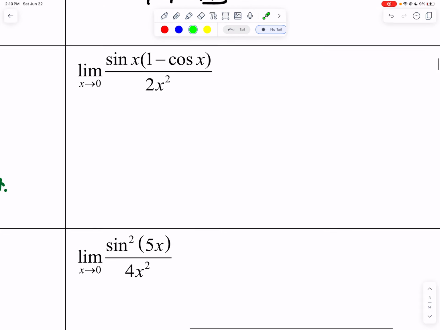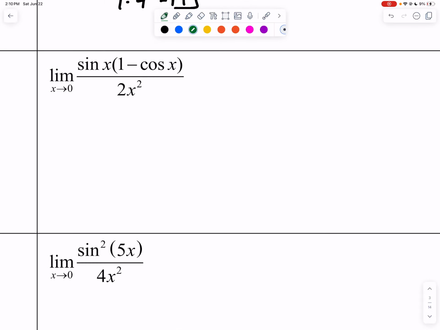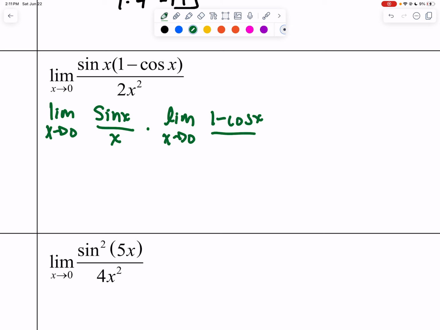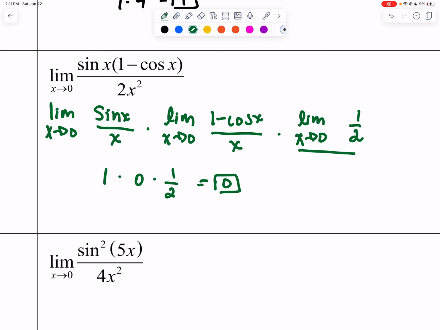Likewise, we're going to do the same thing for this one right here. I have the limit as x approaches 0 of sine x over x, and then the limit as x approaches 0 of 1 minus cosine x over x. And then I have the limit as x approaches 0 of 1/2. Since I just broke down my denominator to be x times 2, or 2x squared right here. Okay, so sine x over x, we know that's just going to be 1. We also know that 1 minus cosine x over x is 0. And then this right here is just a constant of 1/2. So I'm going to get a limit of 0.